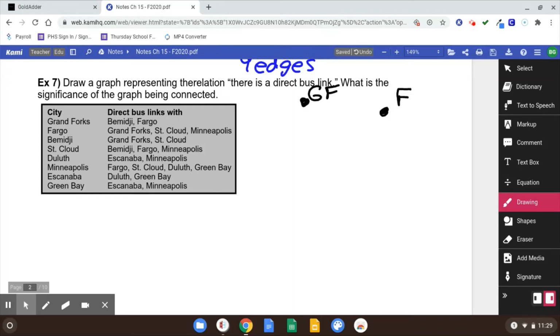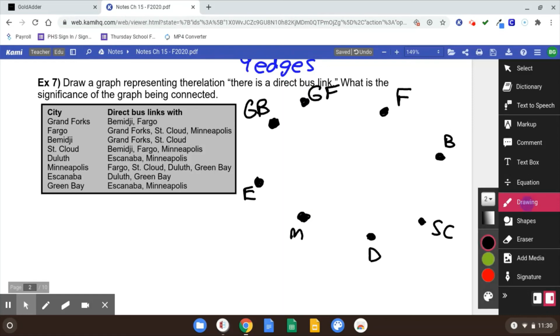Grand Forks and Fargo, Bemidji, St. Cloud, Duluth, Minneapolis, Escanaba, Green Bay. Okay, so I've got all these cities, all these dots, and I'm going to work on their connections now.